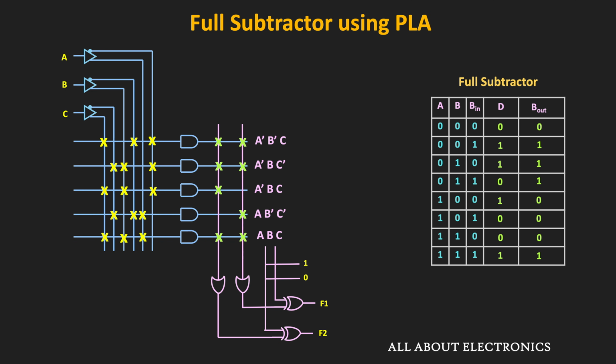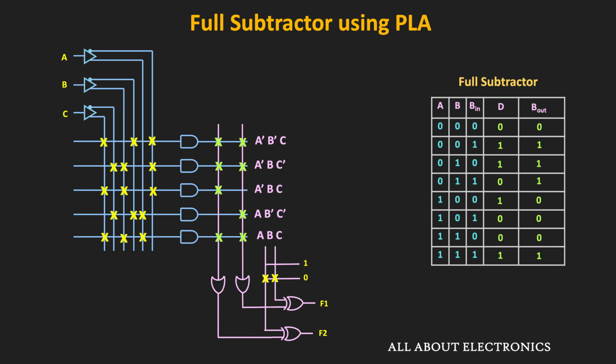And here in both the functions, since we require the final outputs in the true form, one of the inputs of both the XOR gates is connected with logic 0. So now F1 will represent the difference output while F2 will represent the borrow output. So in this way, it is possible to implement the full subtractor circuit using this PLA.